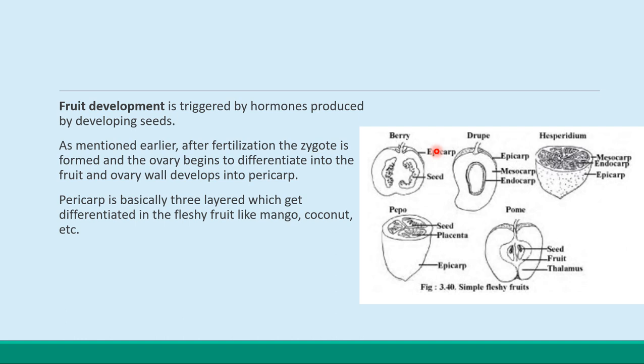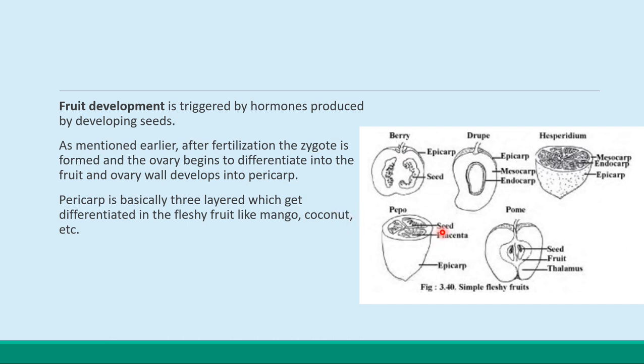And the transformation of ovules into the seeds and ovary into the fruits, that occurs simultaneously. Okay, both these processes, seed development and fruit development, happen simultaneously, together. Because seed is related to ovule and fruit is related to ovary.